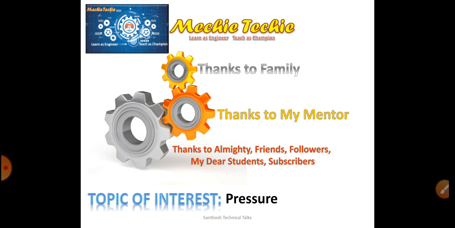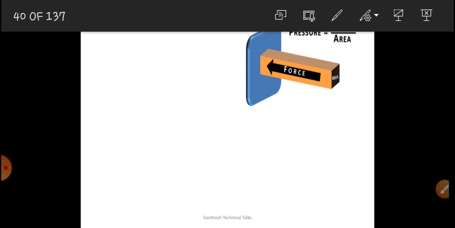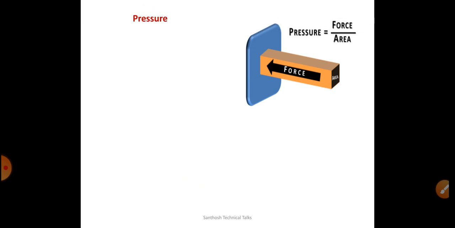Today's topic of interest is pressure. We know that pressure is a force acting per unit area, which is called pressure. In fluids, the hydrostatic pressure is acting. The hydrostatic pressure can be measured by means of some gauges, and we have different types of pressures in nature. We are living in a common atmosphere, so the pressure in this atmosphere is called atmospheric pressure.